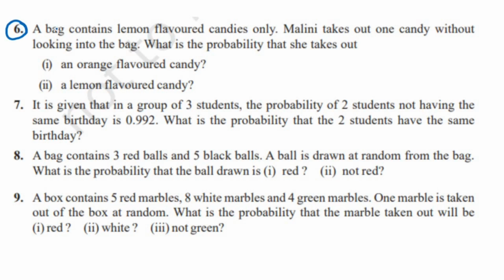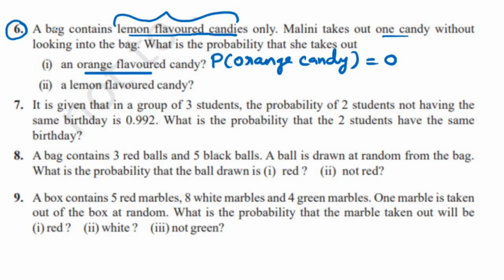Now the sixth question of exercise 14.1. The question states, a bag contains lemon flavored candies only. Malini takes out one candy without looking into the bag. What is the probability that she takes out an orange flavored candy? First one, since the bag contains lemon flavored candies only, the probability of getting an orange flavored candy is completely 0. So this one is the probability of an impossible event.